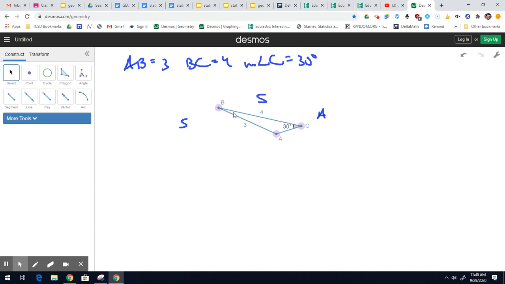I just made AB 3. I made BC 4 and angle C 30. I made the same exact 3 things. But now look at this triangle. Is that triangle congruent to the first triangle?